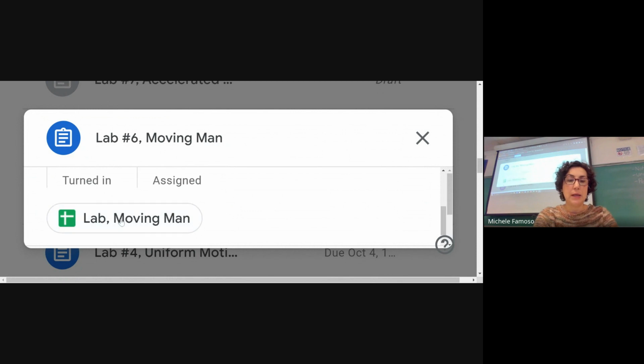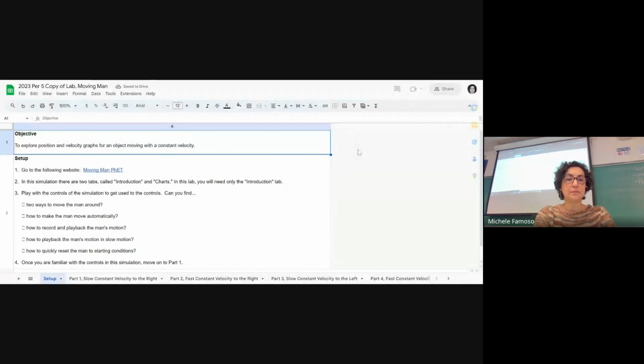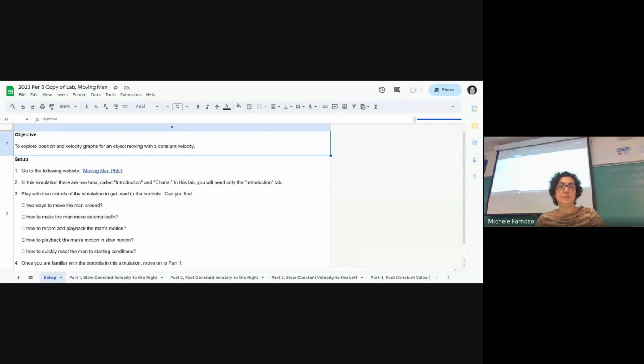Open it up. And I have to make a copy of it because I don't want to edit my main file, my template that I push out to everybody. Everybody have that open?